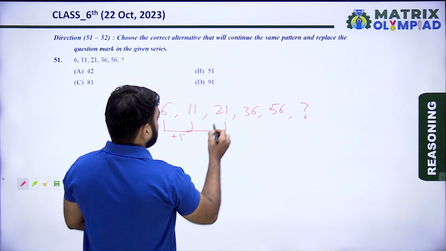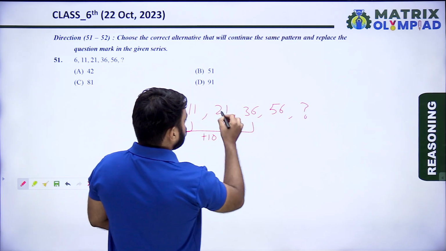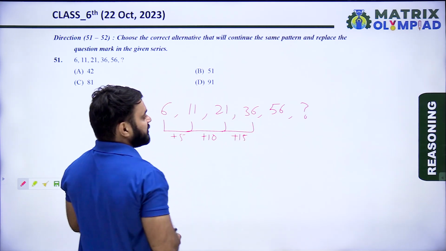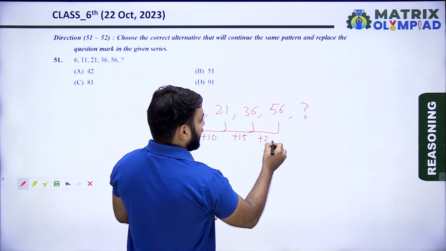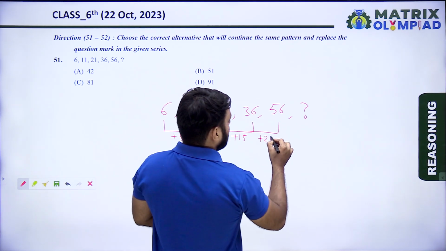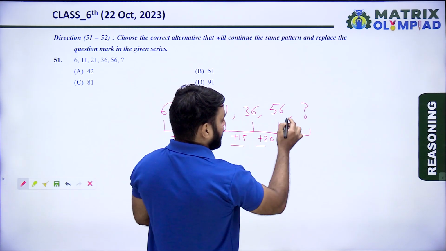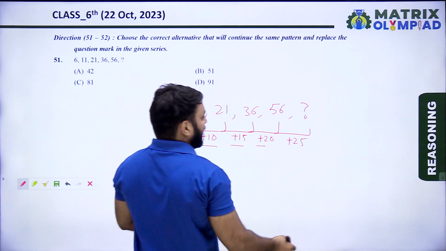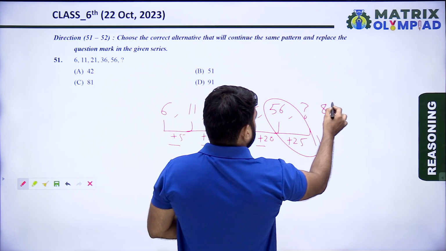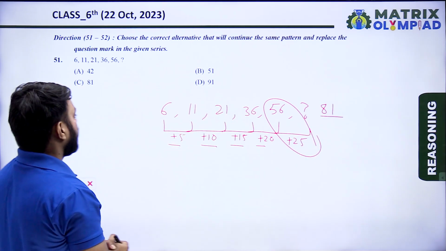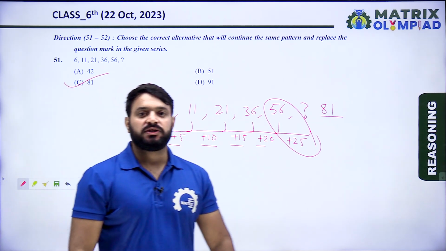Now adding plus 10: 11 plus 10 means 21. Now 21 plus 15 means 36. Similarly 36 plus 20 means 56. So the pattern is plus 5, plus 10, plus 15, plus 20. Now adding plus 25 to 56 means 81. So here option C is the correct answer of this question.